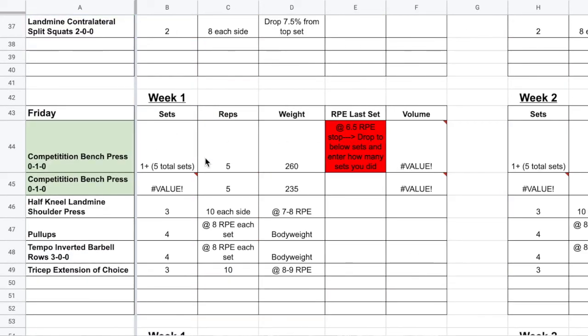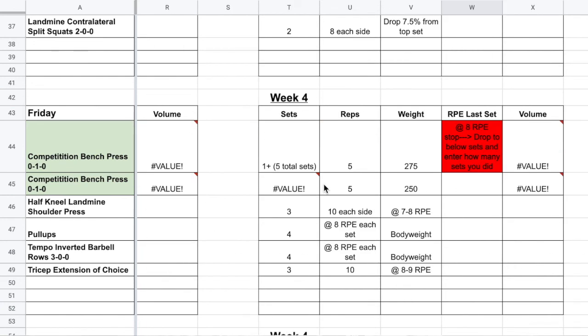So if he can get 5 sets on both these days, awesome, go for it. And I believe this goes up to a 7.5. It's just kind of a step progression going up to it.